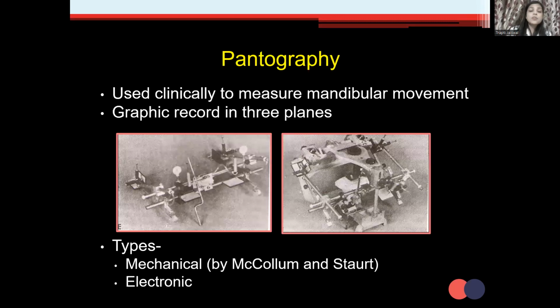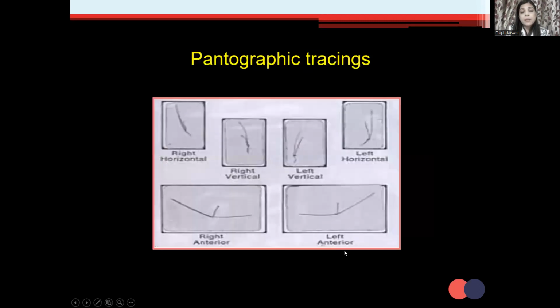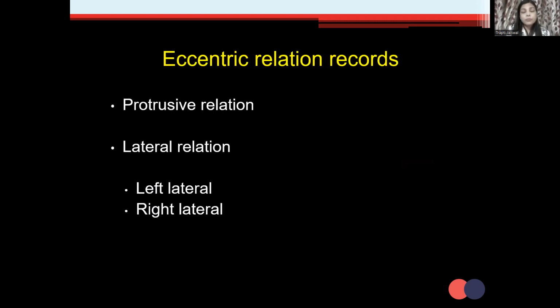Pantography is used clinically to measure mandibular movement. It records a graphic record in 3 planes. It can be mechanical, which was given by McCollum and Stewart, or it can be electronic. This is the pantographic tracing device. The disadvantage of this device is that it is technique sensitive and a very complex device, and we can see the graphic tracing obtained when the patient is performing the mandibular movements. This is the type of pantographic tracing.